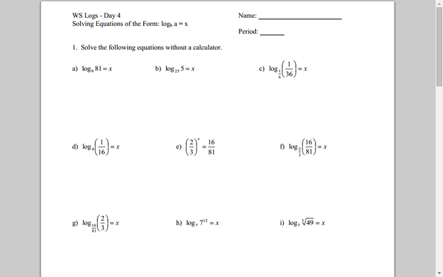All right, first of all, if you're going to try to solve an equation that's got an x on the end of it, then that means when you rewrite it, you're going to rewrite it with 9 to the power of x equals 81. 9 to the x equals 81. All right, so how am I going to solve that?